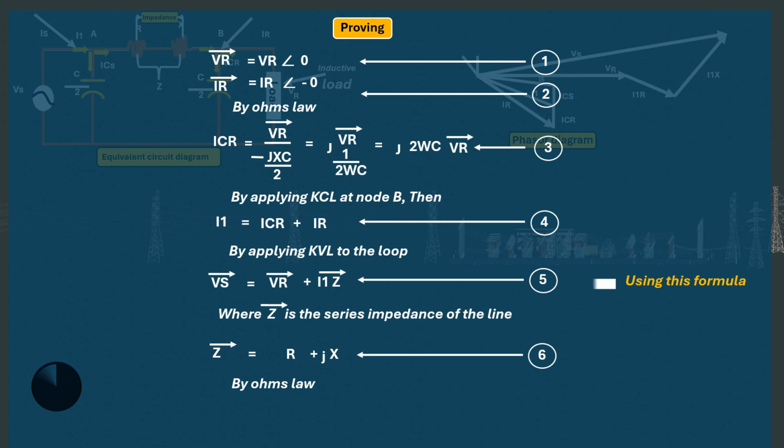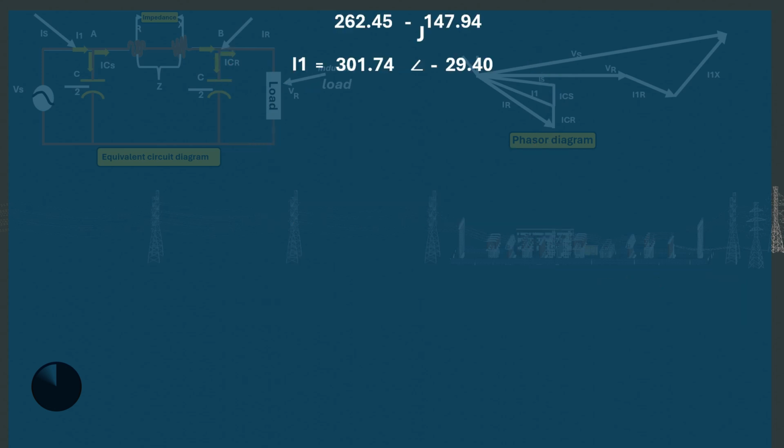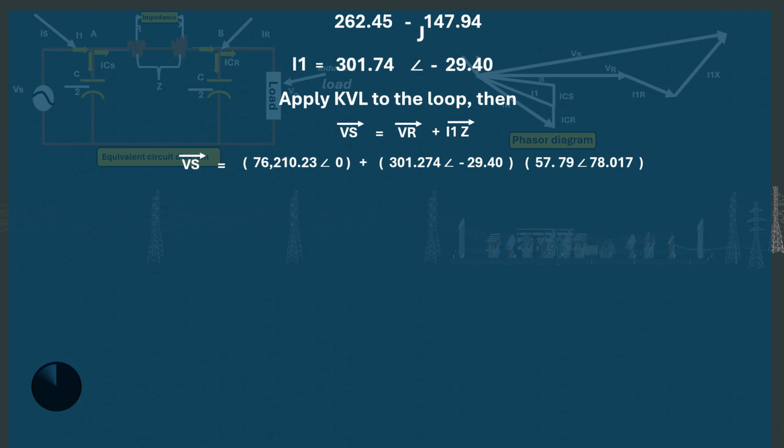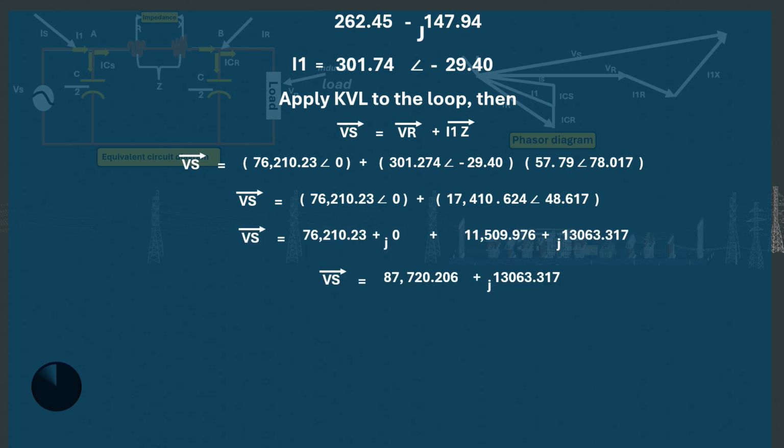Now that we have all the basic parameters we need, we can calculate the sending end voltage Vs. So Vs will equal VR plus I1 times Z. We slot our values in and simplify. Again, in order to add them, we convert from polar form to rectangular form, which is equal to 87,720.206 plus j13,063.317. Converted to polar form, that is 88,687.56 volts at an angle of 8.47 degrees.